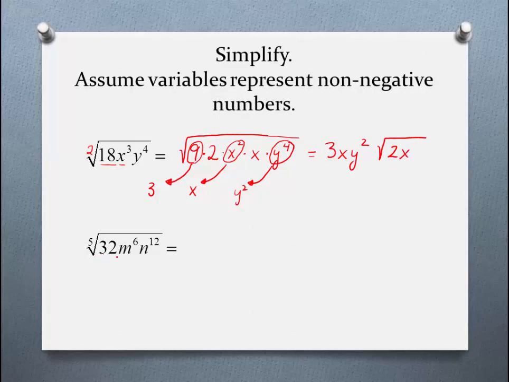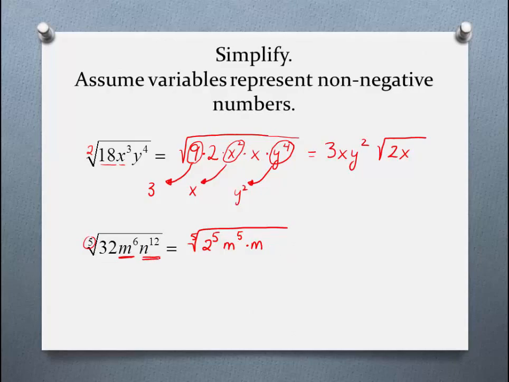Okay, fifth root of 32 m to the sixth n to the 12th. Let's see. It turns out that 32 is a fifth power of 2. So I'm going to rewrite that. In other words, 32 is 2 to the fifth power. Now the m to the sixth, let's see, I need to rewrite that so that 5 will divide into one of the exponents. So this is going to be m to the fifth times m to the first.